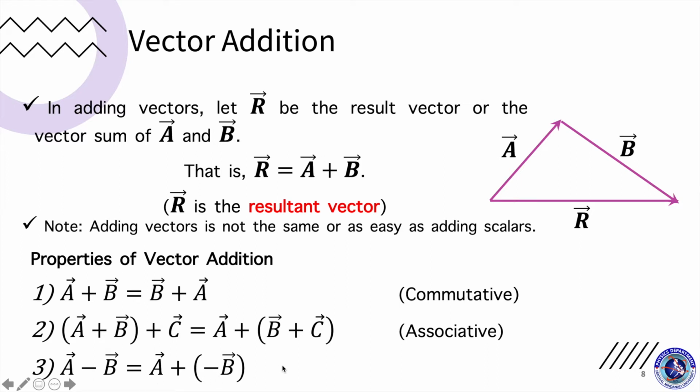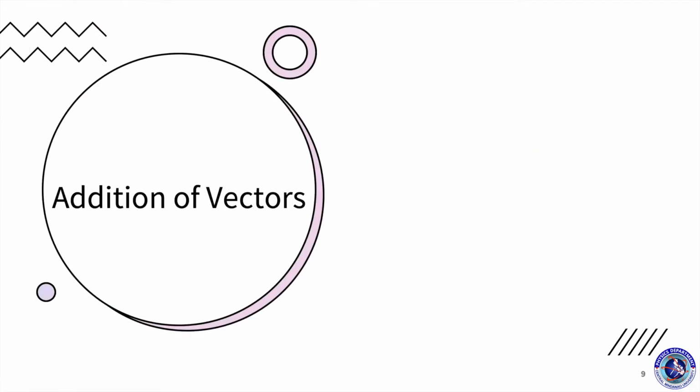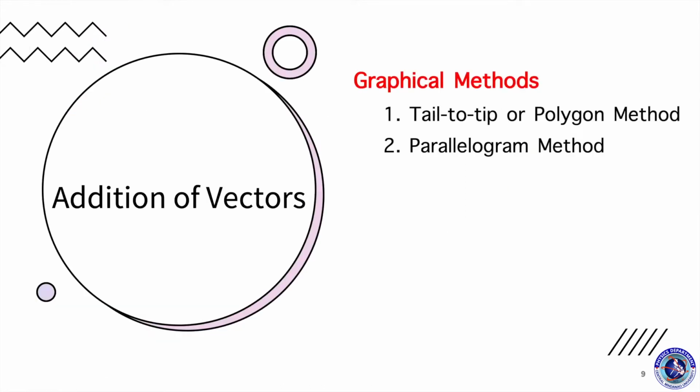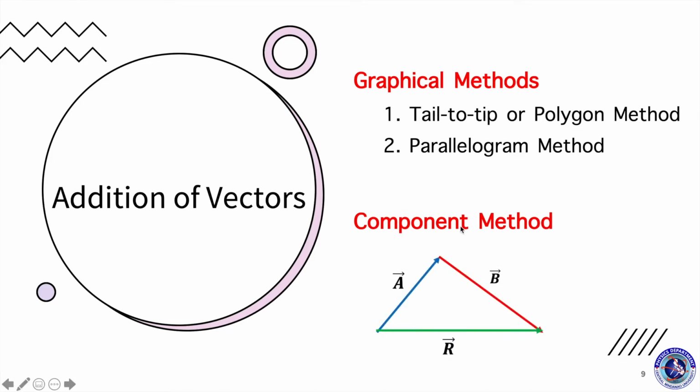So again, there are two ways to find your resultant vector. One is through graphical method, and the other one is component or algebraic method. The graphical method is subdivided into two. This is what we call as Polygon and Parallelogram method.